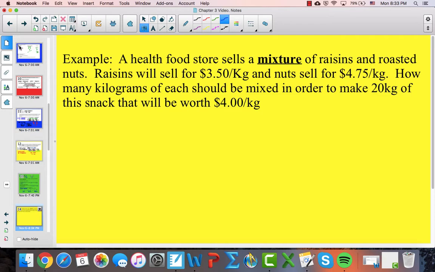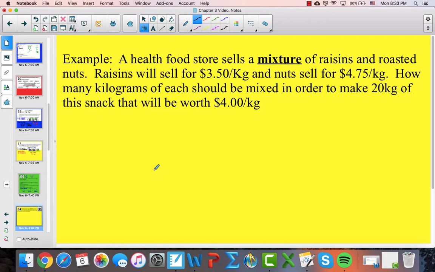So here we have a health food store sells a mixture of raisins and roasted nuts. Raisins will sell for 350 kilograms and nuts sell for 475. How many kilograms of each should be mixed in order to make 20 kilograms of the snack that will be worth $4? All right, so now the way I do mixture problems is I like to see a visual of it.